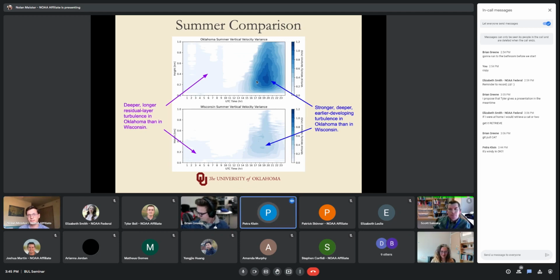Yeah, my guess is that plays a role in why your vertical velocity variance is so much higher. Okay, yeah. Differences in the horizontal wind probably play a role. That makes sense. That's something that I'll definitely go back and look into as I'm working towards polishing up this research.